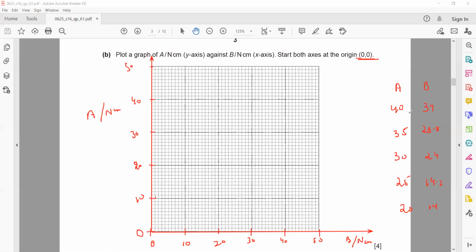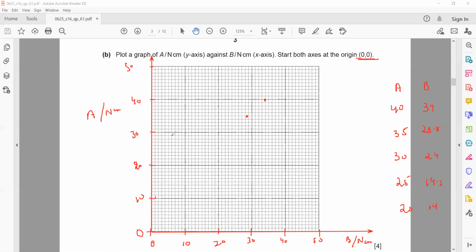So we have to plot a graph 40 and 34. For A it is 40 and for B it is 34. So 31, 32, 33, 34. So this is 40 and 34. Then 35 and 28.8. So 35 and 28.8 means close to 29. So somewhat here.